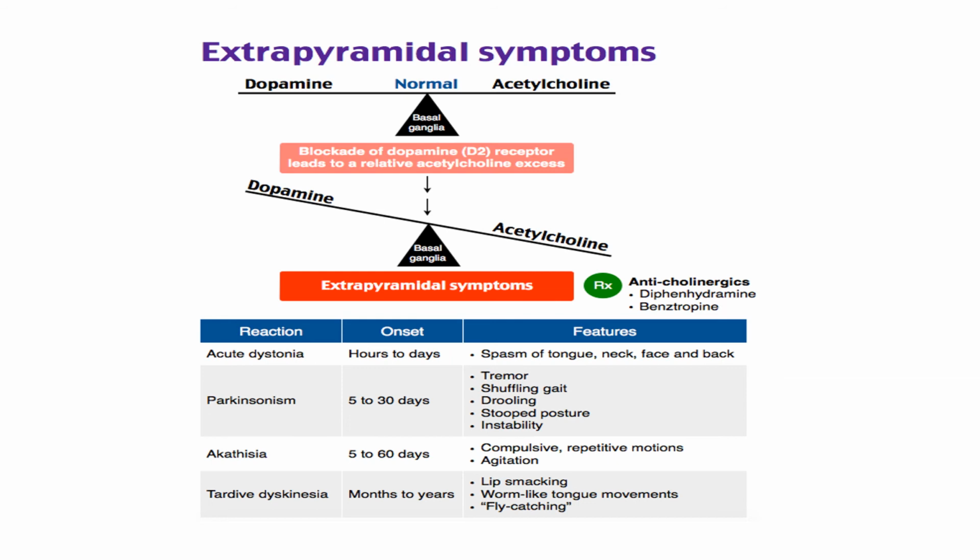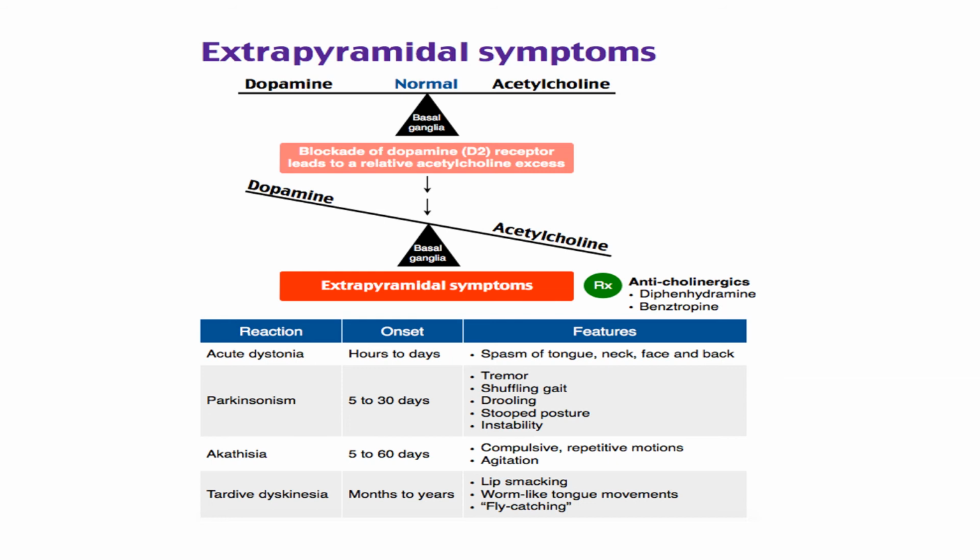This can happen very quickly after the first dose. And lastly, tardive dyskinesia, more of a long-term side effect that's very hard to treat, unfortunately. And you'll see in the middle right, anticholinergics are the treatment for them. Diphenhydramine and benztropine to reverse the first three adverse effects of these antipsychotics. Not so much the tardive dyskinesia because it tends to be more permanent.